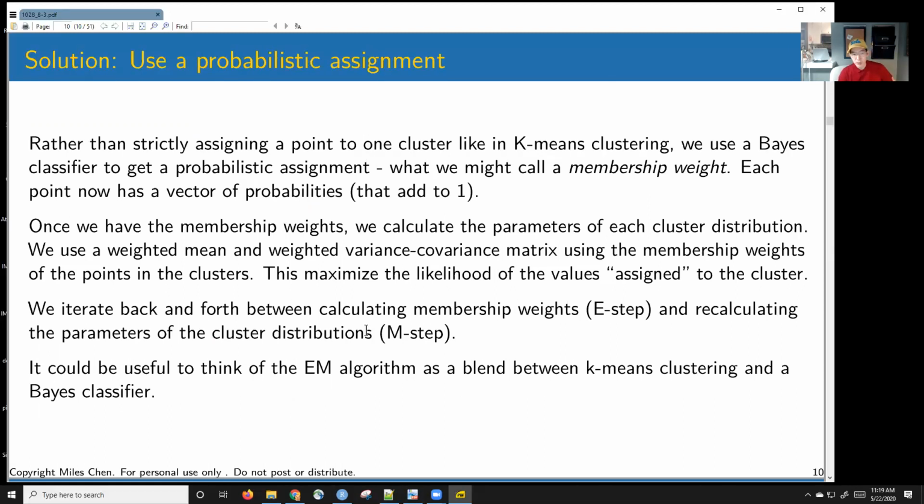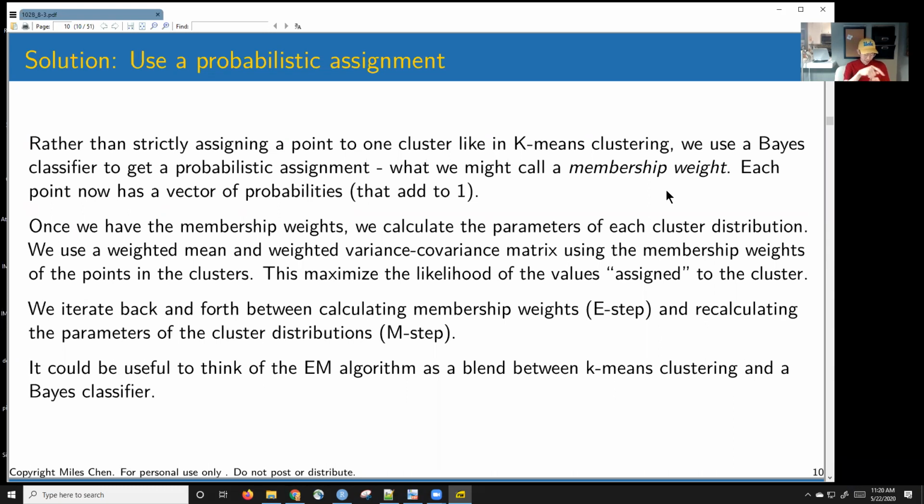What we can do is use a probabilistic assignment. We're basically going to use the Bayes classifier to get probabilistic assignments. We covered the Bayes classifier a couple weeks ago, and you did it in your homework, or at least the naive Bayes classifier. The idea there was to use Bayes' rule, the likelihood, the prior, the marginal, and all of that. We're going to do that for each point. In k-means clustering, you look at the distances to the different centroids, and you say this centroid is closer, therefore this point gets assigned to this cluster, and it's farther from this centroid, so it does not belong to that cluster.